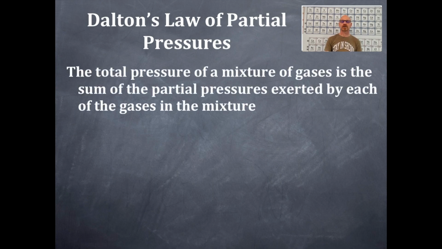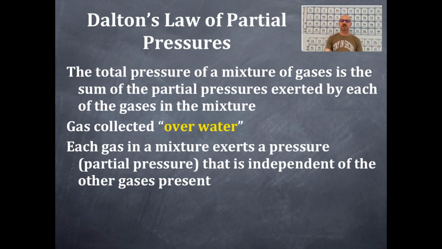The total pressure of a mixture of gases is the sum of the partial pressures exerted by each gas in a mixture. When you see the words collected over water, you know that when a gas is collected over water, you're going to be using Dalton's Law. Okay? Each gas exerts its own partial pressure that is independent of all the other gases in the mixture. So that makes this a really cool law.